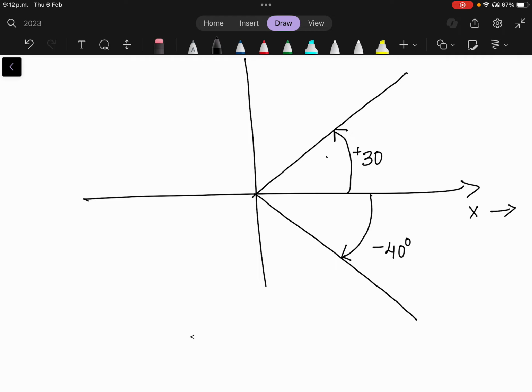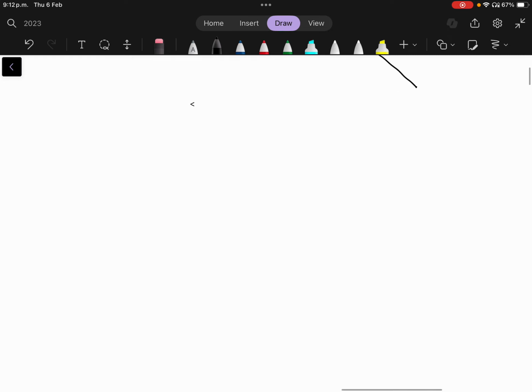So there are two things. The first is it is measured from the positive x-axis. The second thing is that it is always measured in the anti-clockwise direction, which is positive. Now the second concept you have to know is about the four quadrants, how it will work.